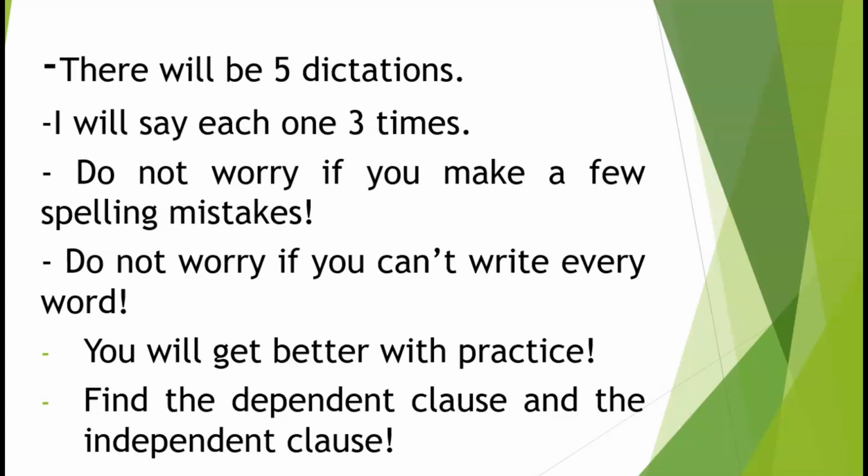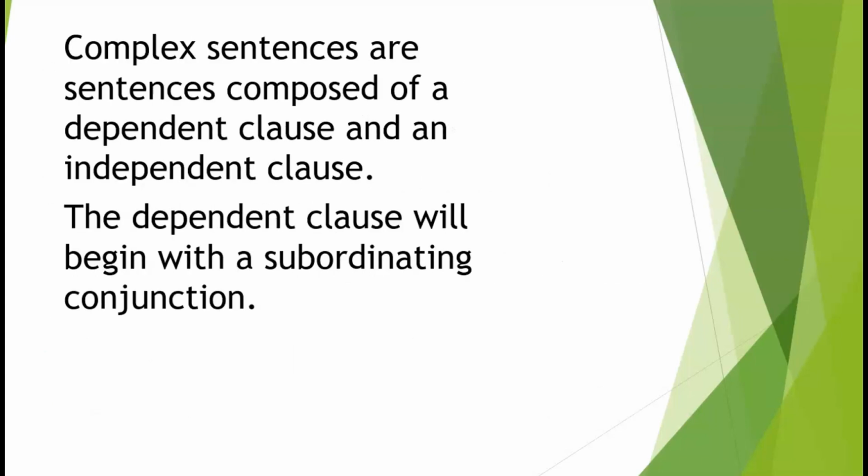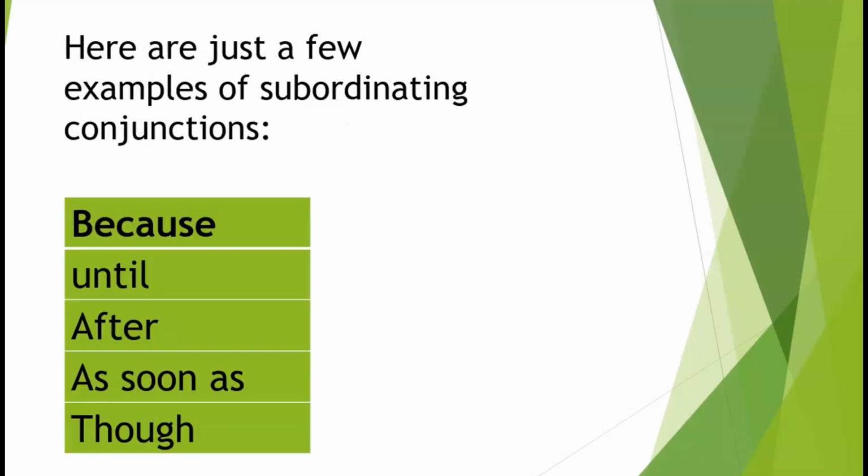Now, after you write the dictation, remember to look for the dependent clause and the independent clause. Remember that complex sentences are sentences composed of a dependent clause and an independent clause. The dependent clause will begin with what we call a subordinate conjunction. Here are just a few examples of subordinate conjunctions. So we've got because, until, after, as soon as, and though. So these are just a few of what we call subordinate conjunctions.